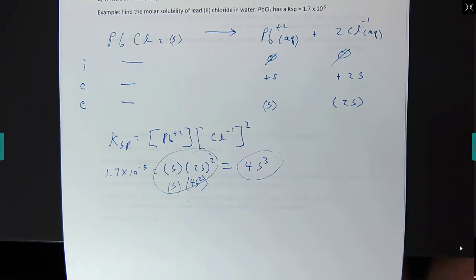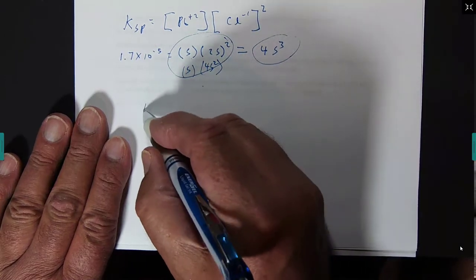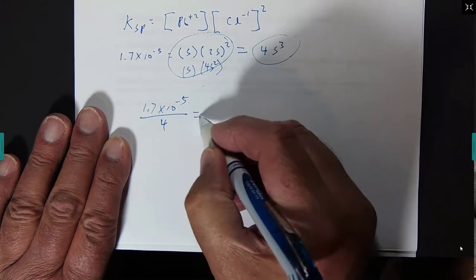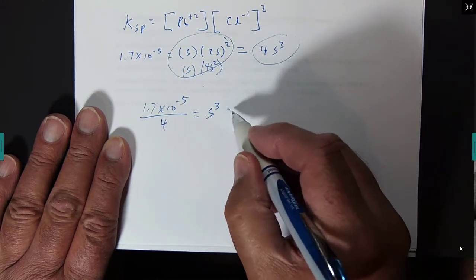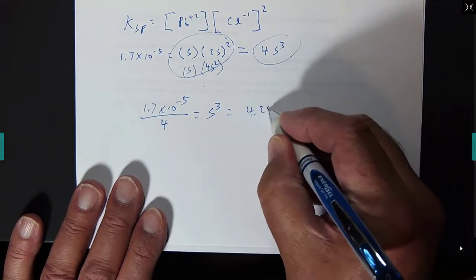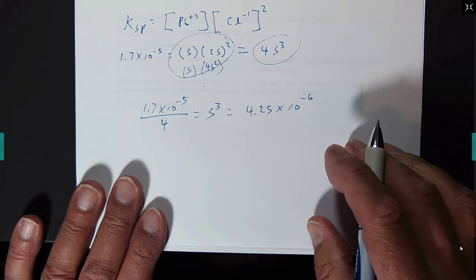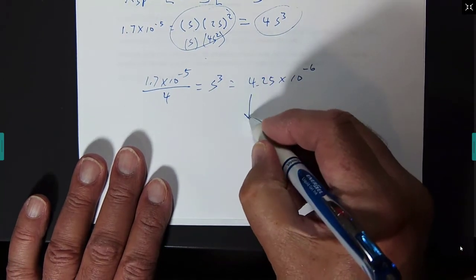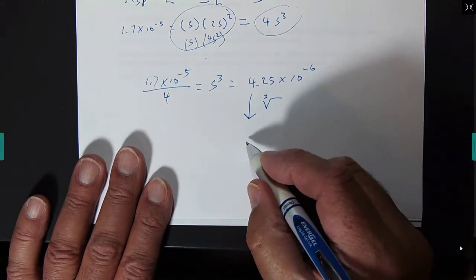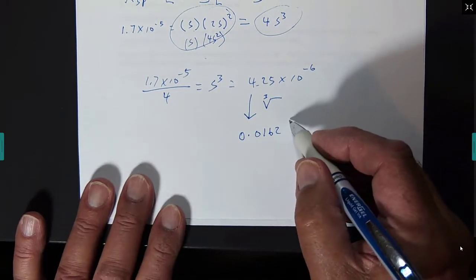So what do we do from here? Oh, you solve it for S. So you'd say 1.7 times 10 to the negative fifth divided by 4 is equal to S cubed. And you do the math on that. S cubed is going to be 4.25 times 10 to the negative 6th power. Take the cube root of that. You get 0.0162. And that is the molar solubility.